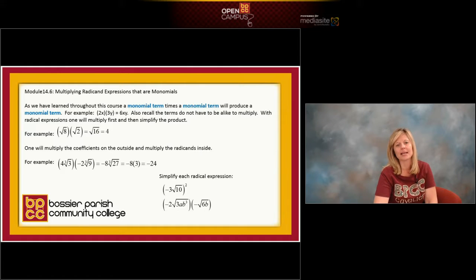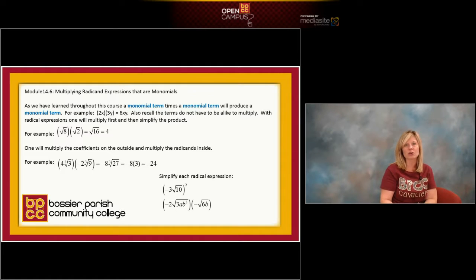If you look at my next example, I have the monomial 4 cube root 3, and I want to multiply that to negative 2 cube root 9. Those are monomials. They're connected by multiplication. You're going to multiply the coefficients first. So 4 and negative 2, if we multiply, gives us negative 8. Then you're going to multiply the radicands. You have a cube root 3 and a cube root 9. Well, 3 times 9 is 27. So now I have a cube root of 27.